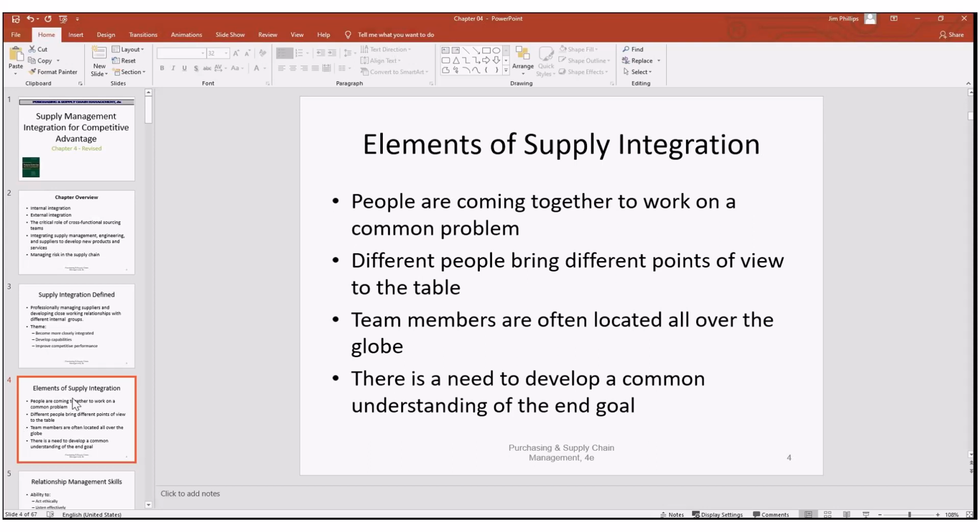The other thing we need to have a basic understanding of is we need to develop an understanding of what the end goal is. We need to know what the end game is so that we can focus our energies to get there.